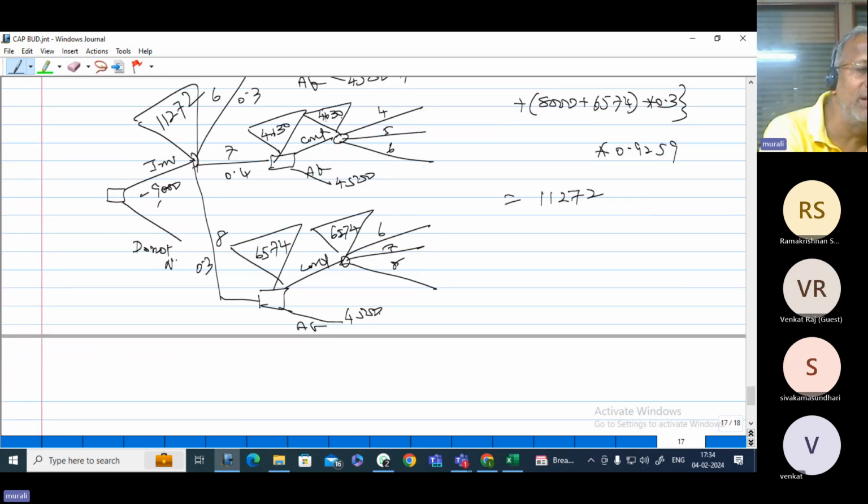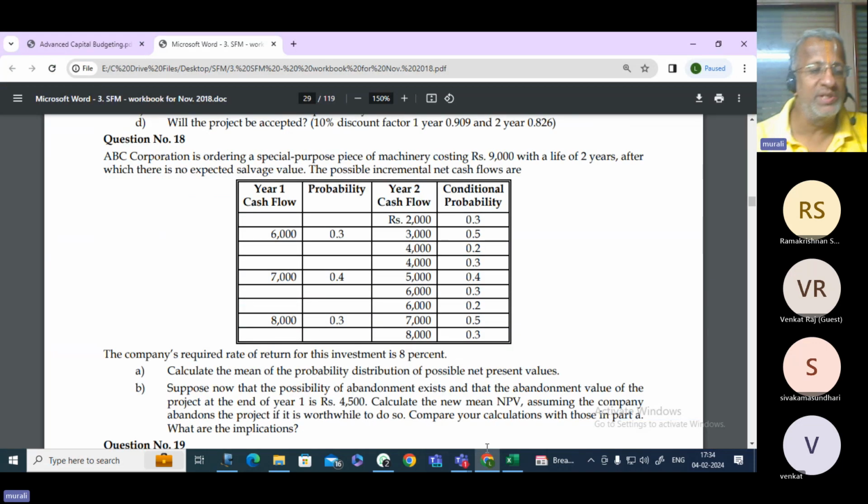11,272, 9,000 and nil. Which one is better? 11,272 is better. Now you read the question. Suppose that the possibility of abandonment exists, that the abandonment value of the project at the end of year number 1 is 4,500. Calculate the new mean NPV, assuming the company abandons the project if it is worthwhile to do so. Compare your calculation with those in part B. What are the implications?